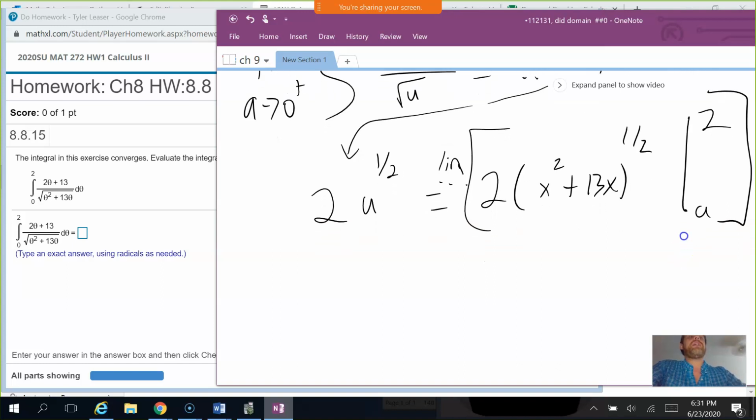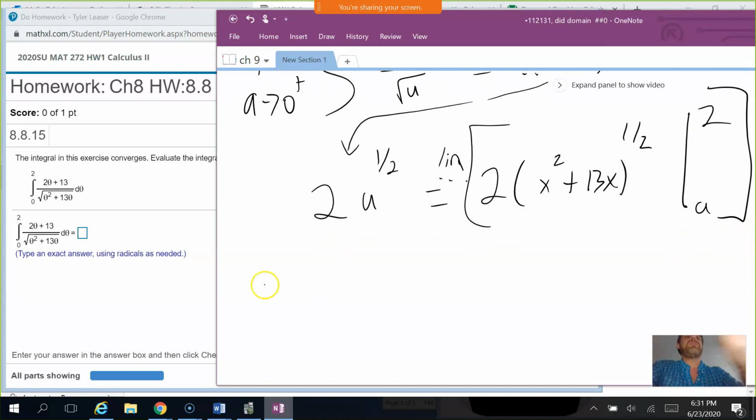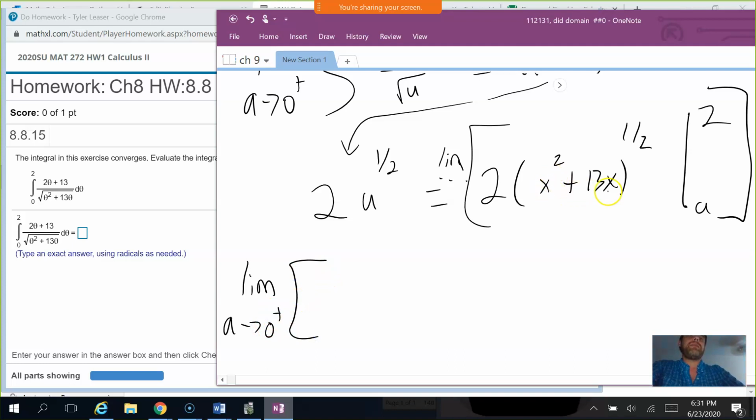Now we plug in our limits. So when I plug 2 into this, two squared is 4, plus 2 times 13 is what, 26? So 4 plus 26 is 30, and then the square root of 30. So 2 square root 30. That's going to be minus plugging a into this, and there's not really much we can do except just substitute the x's for a's.